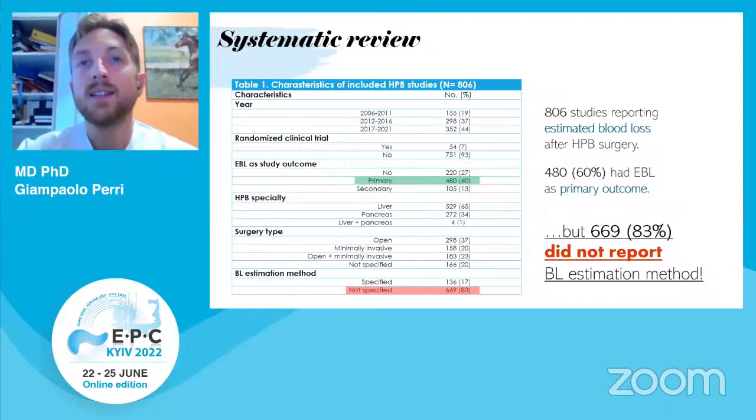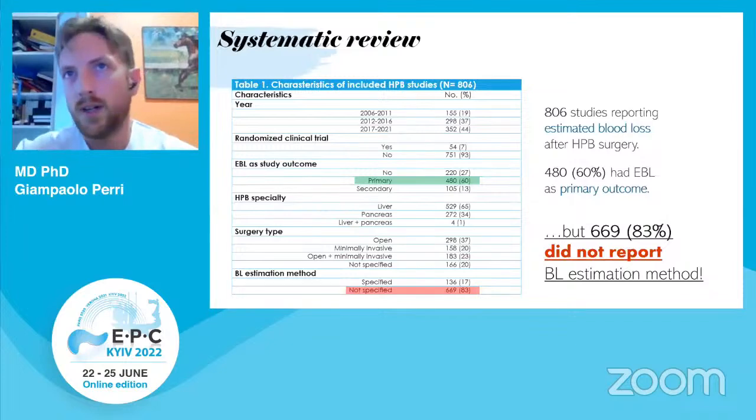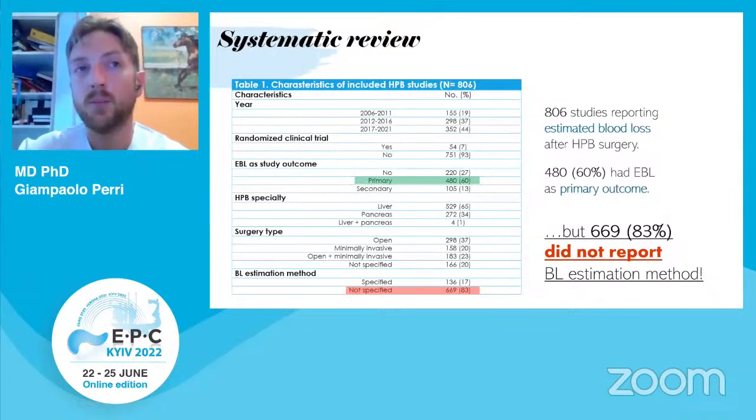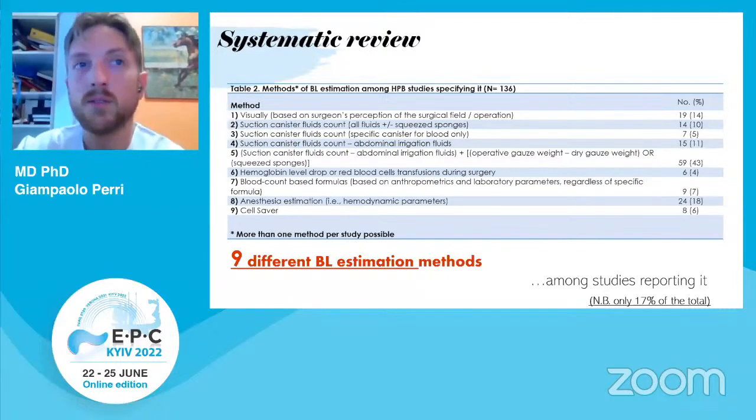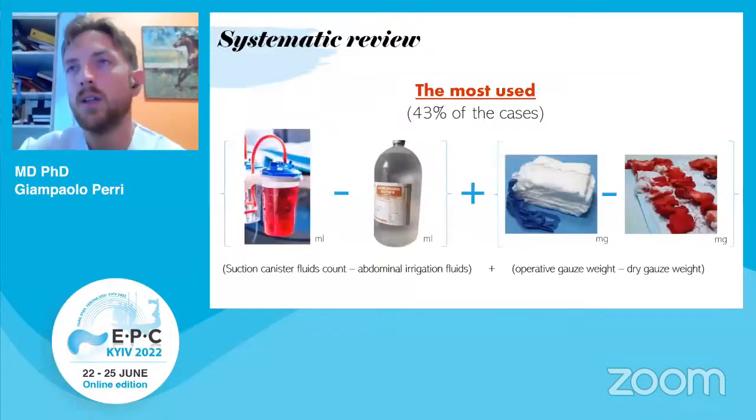So those are the results of this systematic review. As you can see, as much as 60% of all studies, which were 806, had blood loss as a primary study outcome. However, 83% of all studies didn't even mention the blood loss estimation method. In the few studies that mentioned it, so only 17% of the total, 9 different estimation methods were found. The most frequently used was a calculation based on suction canister fluids, irrigation fluids, and gauzes.